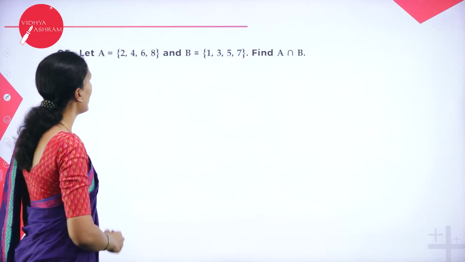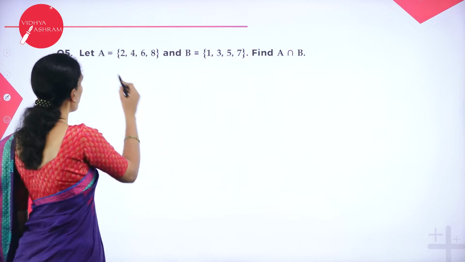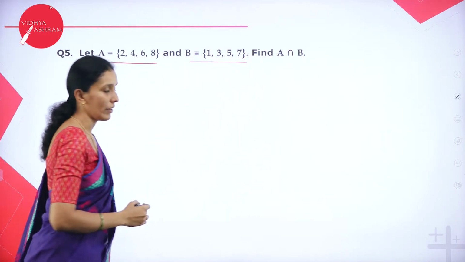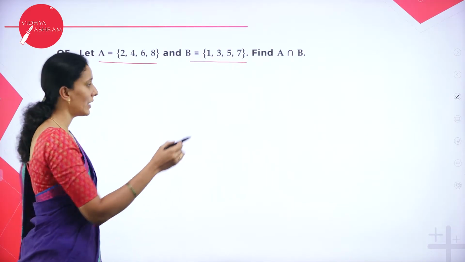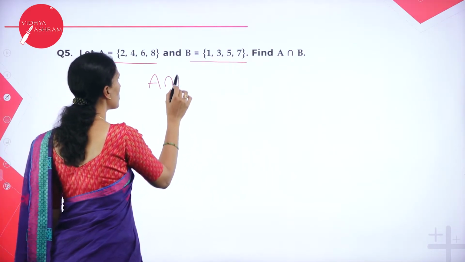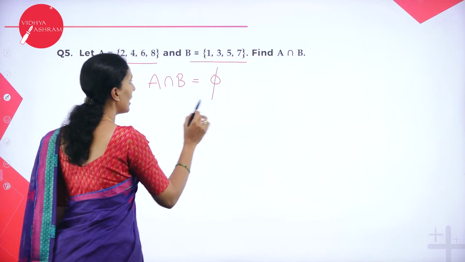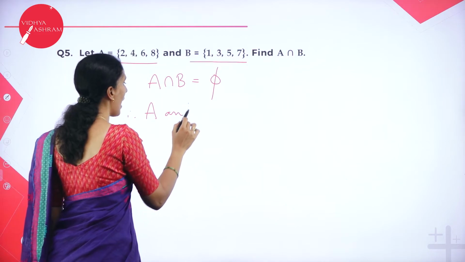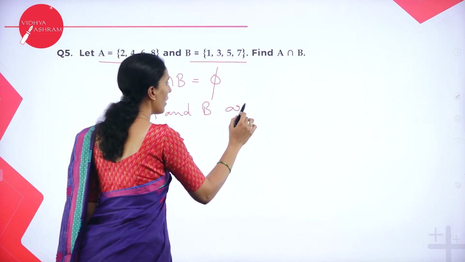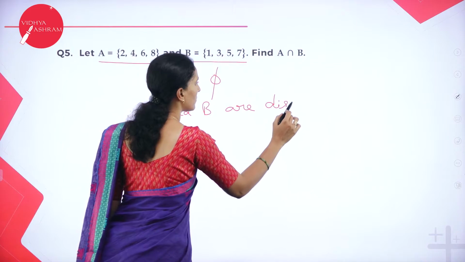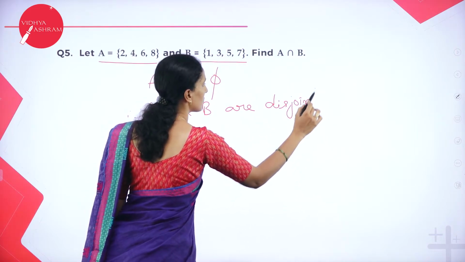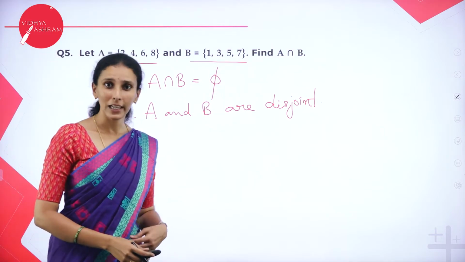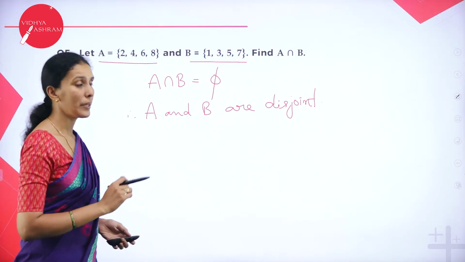Next, we have an example here. A is {2, 4, 6, 8}, B is {1, 3, 5, 7}. What is A intersection B? Here it is empty because you are not finding any common element. So therefore, what we can conclude here is A and B are disjoint. Why? Because you are not finding any common elements in A as well as B.